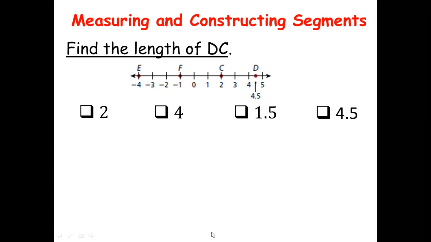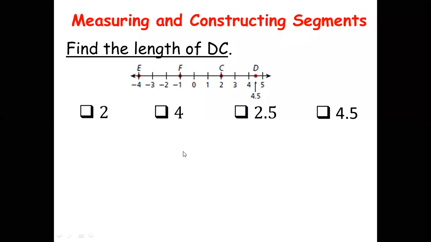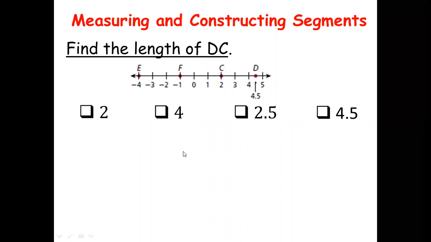So let me change the options for you. Now what do you think the answer is going to be? Right, the answer is 2.5. As I have told you, you can definitely use the number line to find the distance between the 2 points. They're asking the distance between D to C. So D to C or C to D, it's going to be the same. So you just count 1, 2, and 0.5. So the answer is going to be 2.5.